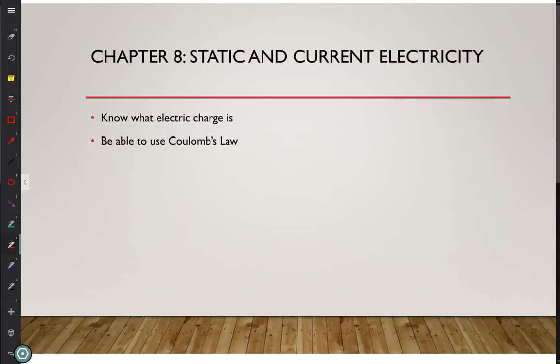And finally, we talked about electricity. And all we talked about there was there are 2 types of charge, positive and negative. The electron is the basic negative charge. The proton is the basic positive charge. And Coulomb's law allows us to calculate the force between charges. Remember that likes repel, opposites attract. And that equation for the force is just like the force of gravity. Force electric is k Q1 Q2 over r squared.